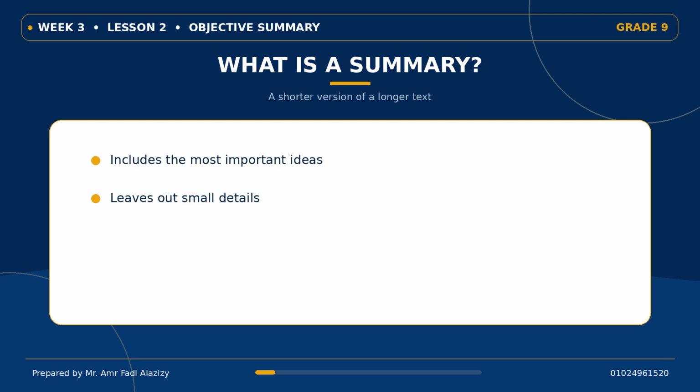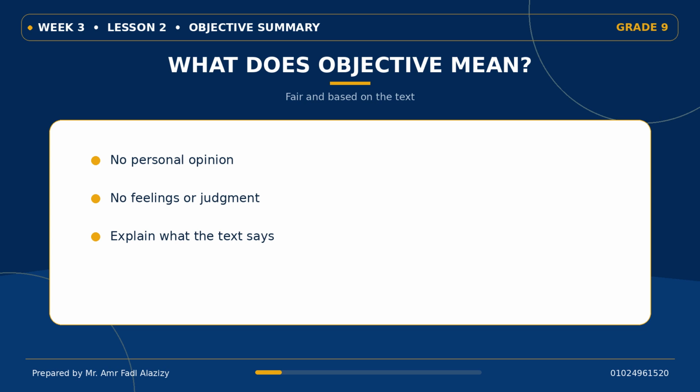But today, we are not only learning how to write a summary, we are learning how to write an objective summary. The word objective means fair and based on the text. An objective summary does not include your personal opinion, feelings, or judgment. It explains what the text says, not what you think about the text.